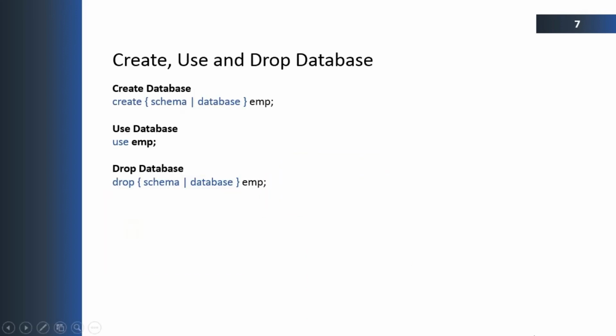So let us now learn how to create, use and drop database. To create a database, we will use the create command, schema or database, and the database name. To use a database, we will use the use command and the database name. To drop a database, we will use the drop command, schema or database. Here schema and database are similar, and then the database name. So let us now see how to create a database in MySQL Workbench graphically, and also how to create it programmatically in MySQL Workbench.